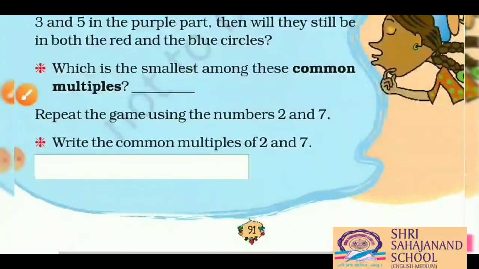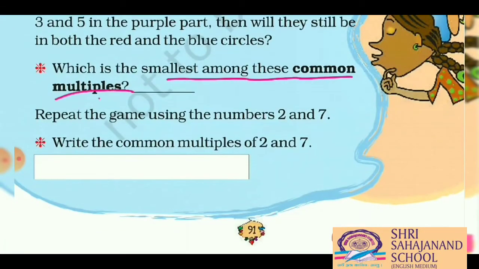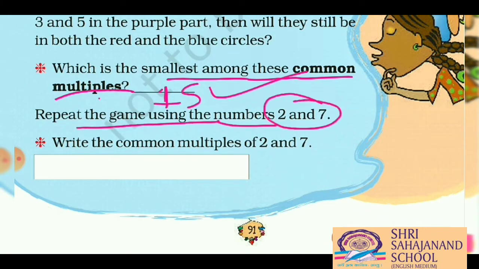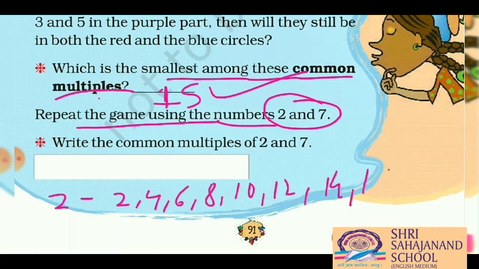Now here is a question: which is the smallest among these common multiples? Yes, first we found 15 as a common multiple, and this is the smallest common multiple of 3 and 5. Next, repeat the game using the numbers 2 and 7. So let's repeat it. First we will write the multiples of 2: 2, 4, 6, 8, 10, then 12, 14, 16, 18, and 20. You can write till 20 and more, because 2 has infinite multiples. Every number has infinite multiples, so you can write many more, but we are taking only a few numbers.